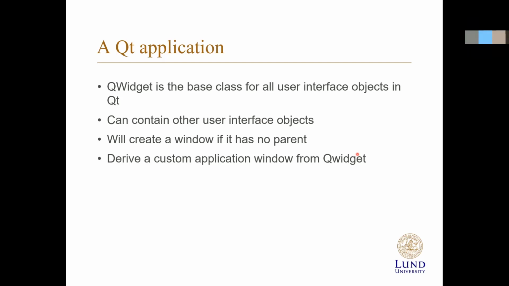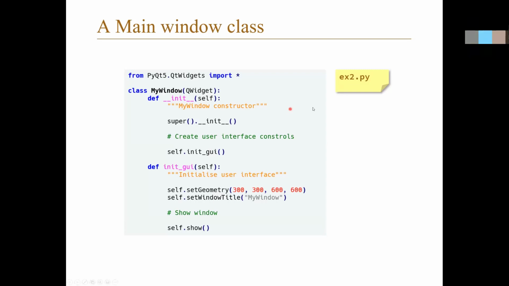You can derive a custom application window from QWidget to control the way that window looks. So usually you do it like this. So this is your customized window. So I create a class here. And as I told you before, a class is a blueprint of the objects you want to create. So if I want to create my window here, this is the blueprint for how that will look. So as I said, this is the constructor, def __init__. I call my parent constructor here as well. And I usually have a special initGUI function here that I call that contains all my user interface construction code.